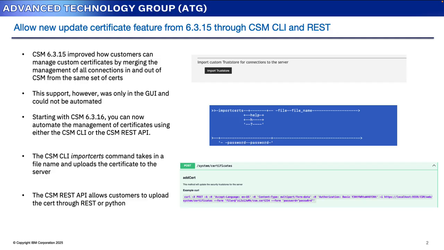And so in 6316, we added the import certs command on the CSM CLI. That allows you to pass in the file and password and do the same thing as the button, as well as the CSM REST API call, the post system certificates, and both just do the same thing as that new button on the GUI. So hopefully that lets you automate it. You can grab your new cert in whatever interval you need to do it in your shop, and call these commands to update.